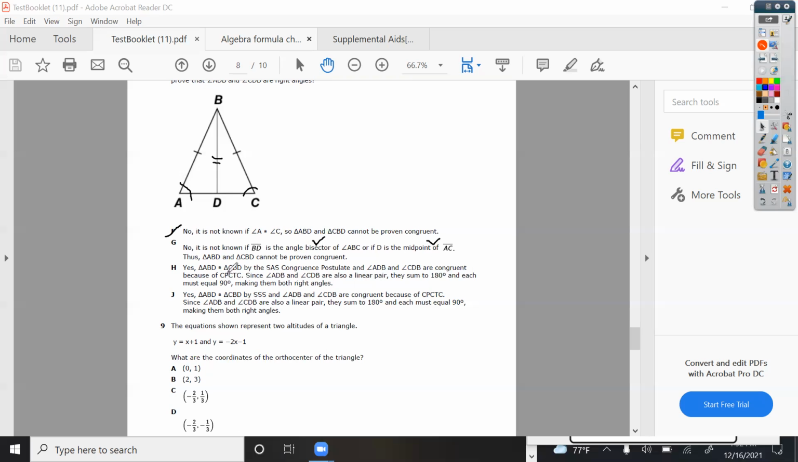Yes, angle ABD and angle CBD by side, angle, side. Once again, we've shown what we can prove. For this to be side, angle, side, the side would either have to be here or the angle would have to be here. We do not know those, so that is not true. Okay, and then, yes, ABD and CBD by side, side, side. We don't know that third side because we don't know if it's a midpoint. We would have to know it's a midpoint to say they're congruent. So the only one that's true is G.